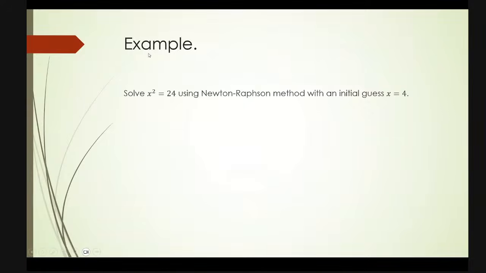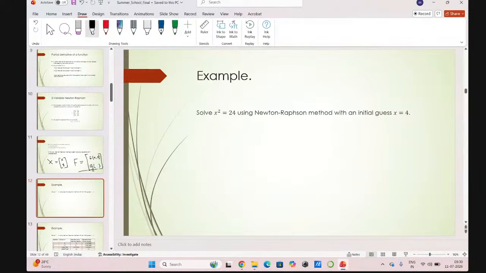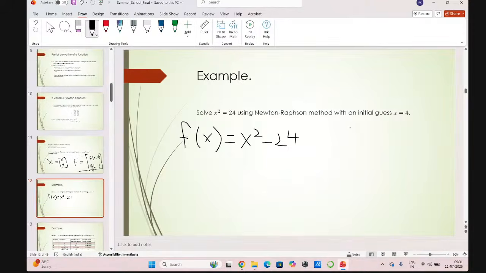Now that we know how to use the Newton-Raphson equation for solving equations, let us consider an equation involving this Newton-Raphson method. Solve x² equal to 24 using the Newton-Raphson method with an initial guess x equal to 4. As you can easily observe here, the function f(x) here is x² minus 24. And the derivative of this function is 2x.